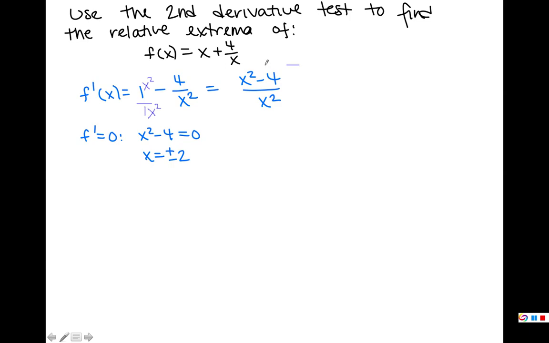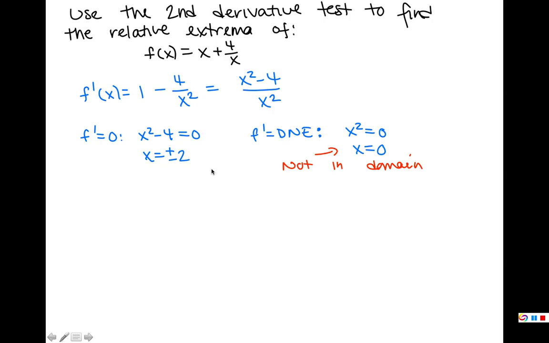Okay, so I got a common denominator. There's my first derivative. The only way a fraction can equal 0 is if the top equals 0. So I set the top equal to 0. I guess I didn't show all my work here, but I added 4, took the square root, and, don't forget the plus or minus, x equals plus or minus 2.